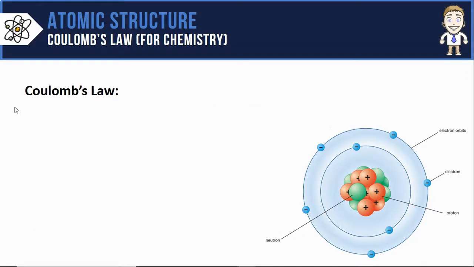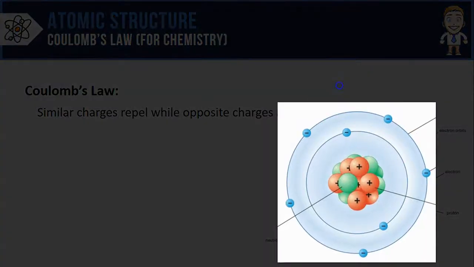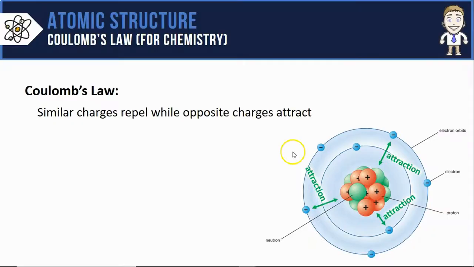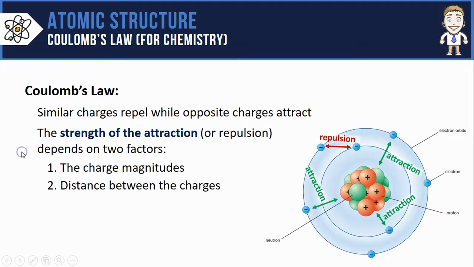So Coulomb's law is the official name for something we've all heard of. It's the idea that similar charges repel each other while opposite charges attract. In the chemistry world, it's the reason that an atom is held together in the first place. The negative electrons are attracted to the positive nucleus, while at the same time the negative electrons are repelling away from each other because they have the same charge. Diving a little bit deeper into Coulomb's law, we'll find that the strength of this attraction actually depends on 2 different factors. One is the charge magnitudes and the other is the distance between the charges.